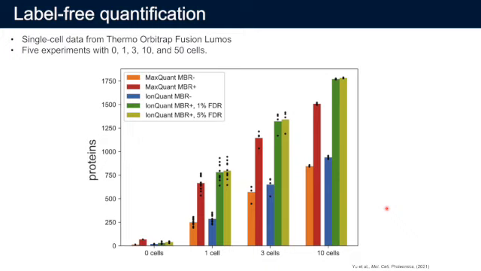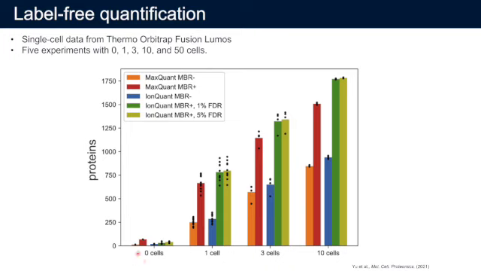Here's a single cell data set from the Orbitrap Fusion Lumos. There are five experiments with 0 cells, 1 cell, 3 cells, 10 cells, and 50 cells. Because it's a single cell experiment, the IDs from the MS2 match are very limited because of the low abundance. Then people try to transfer the peptides from the bigger cell runs, like the experiment with 50 cells, back to the single cell runs to boost the IDs.